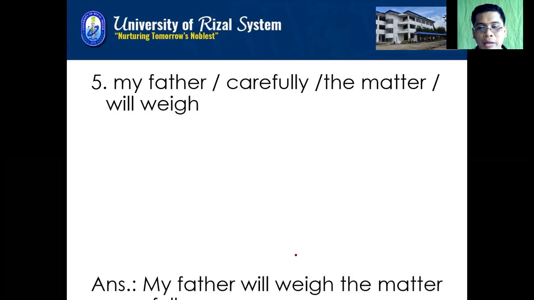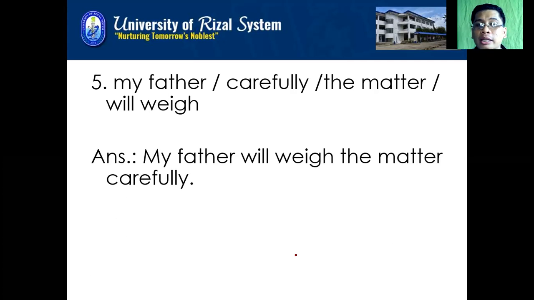Number five, we have my father will weigh the matter carefully. Our subject here is my father. My father will weigh what? The matter. Hence, it answers the question what. Will weigh is our transitive verb in a form of auxiliary. We use an auxiliary verb will. The matter, which answers the question will weigh what? The matter. Then that is a direct object. How? The father will weigh the matter carefully. Answers the question how. Therefore, carefully is an adverb. So the pattern is subject, transitive verb, direct object plus adverb.